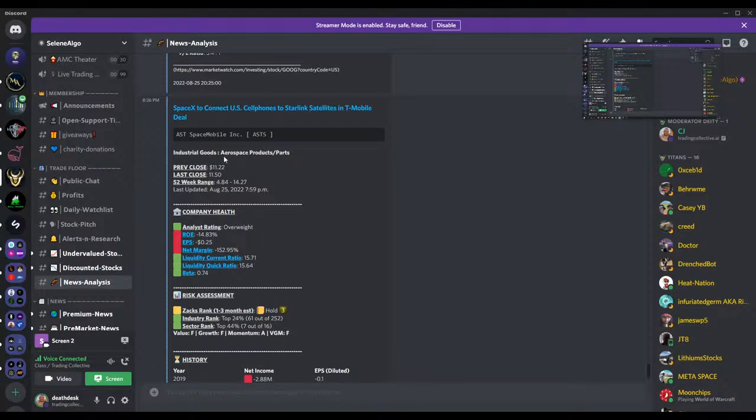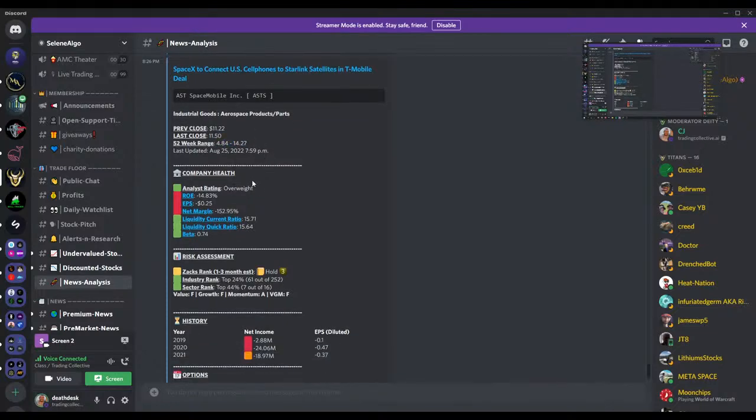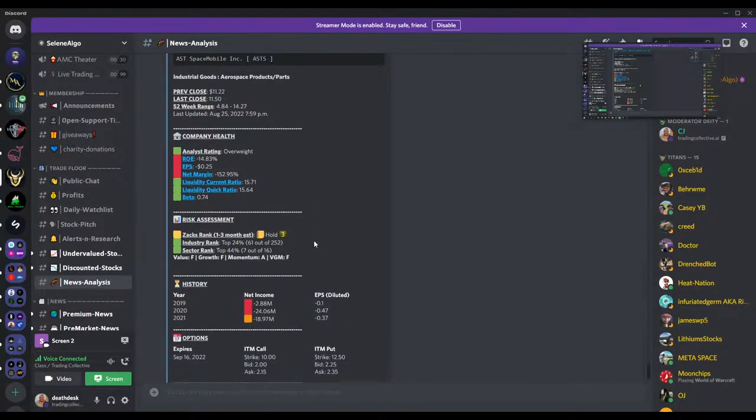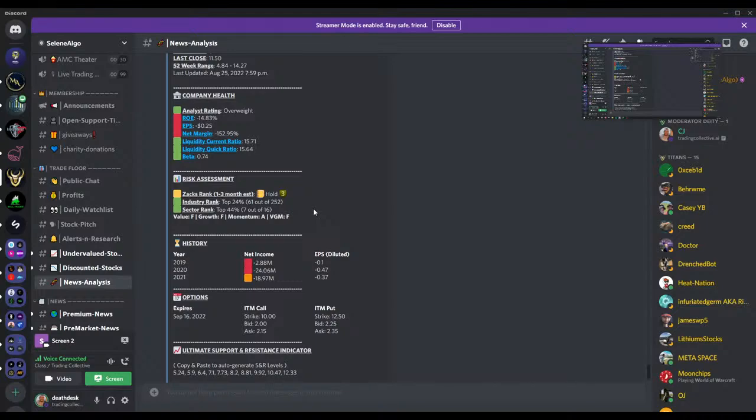ASTS right here is the ticker. It's giving us immediately our previous close, last close, 52-week range, when that was last updated. It's also giving us a quick snapshot of the company health. Analyst rating currently overweight. ROE, EPS, margin, liquidity ratio for current and quick ratio. Beta, so beta is our volatility measure. Stocks that are under a beta of 1 are less volatile. Stocks that are over a beta of 1 are more volatile. It does a quick rundown for a risk assessment.